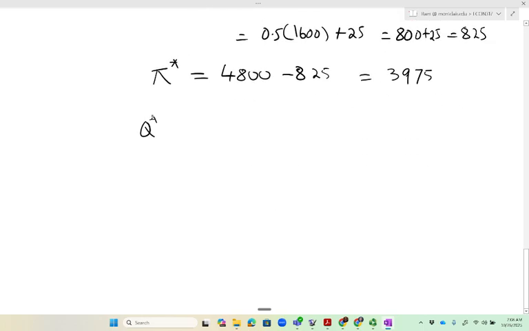Q star is 40, P star is 120, and profit star is 3975. And this is a good point to stop.